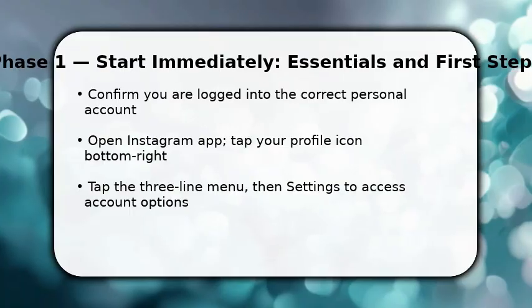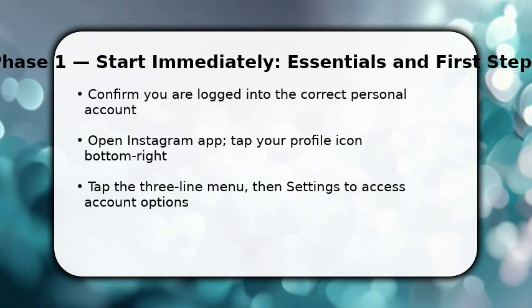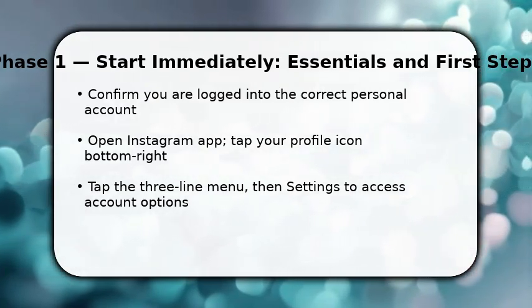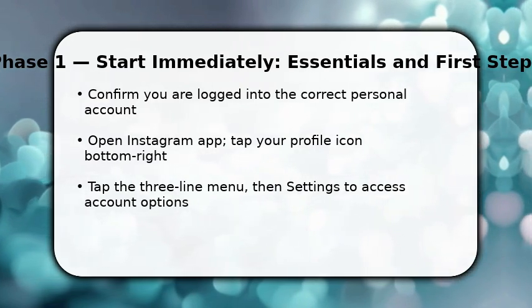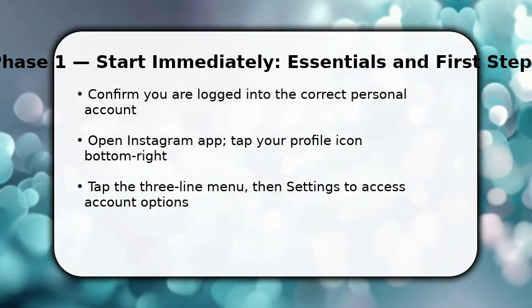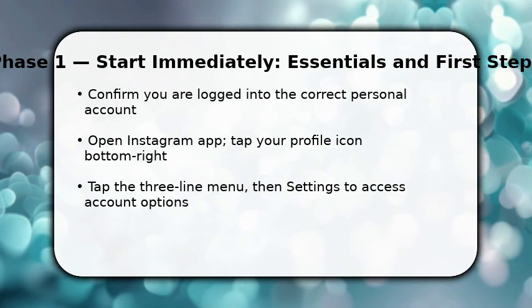Enjoy the video. You start by making sure you're signed into the personal account you intend to switch from. This avoids accidental logins. Once done, open the Instagram app and tap your profile icon in the bottom right. Next, tap the three-line menu, then Settings. This brings up account controls.